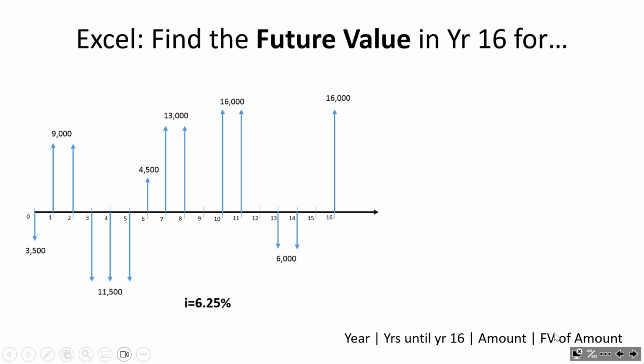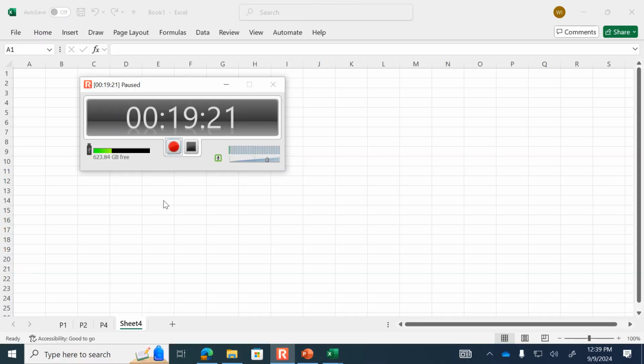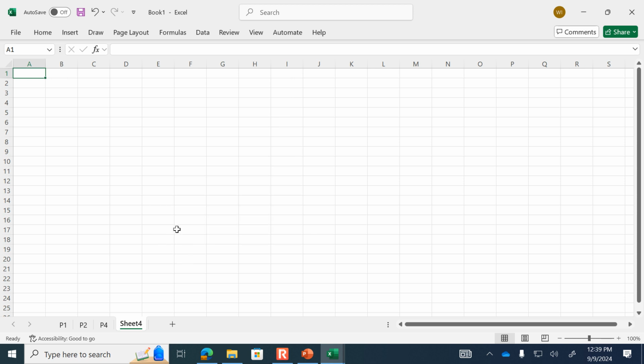All right, so let me give you a moment to translate this cash flow diagram into a cash flow table, calculate the FV in year 16. I'm going to start working through the solution to the second problem.